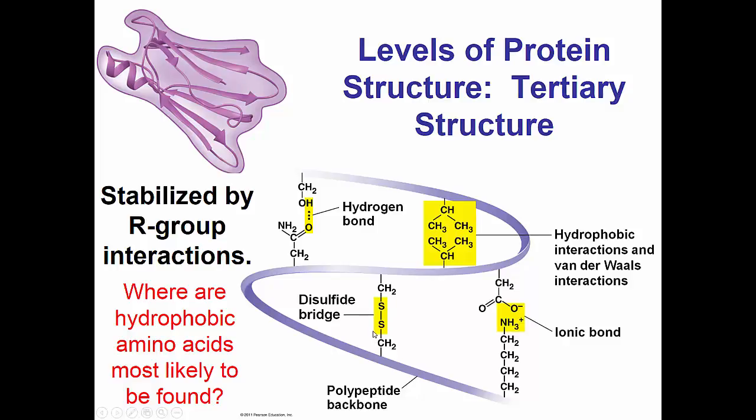Just to review, tertiary structure, or the 3D fold of a protein shown here, is stabilized by interactions between the R groups. These include the non-covalent interactions as well as covalent disulfide bridges. So let's think for a minute. Where are hydrophobic amino acids most likely to be found? You know that hydrophobic amino acids are most likely to be found away from water. Because of that, hydrophobic amino acids are most likely to be found within the interior of a protein, or alternatively, if you have something like a membrane protein that's embedded within the membrane, then they might be exposed on the surface to allow the protein to interact with those fatty acids.